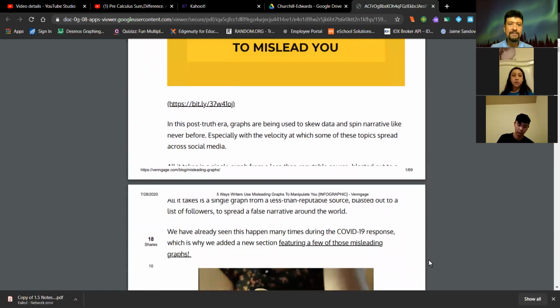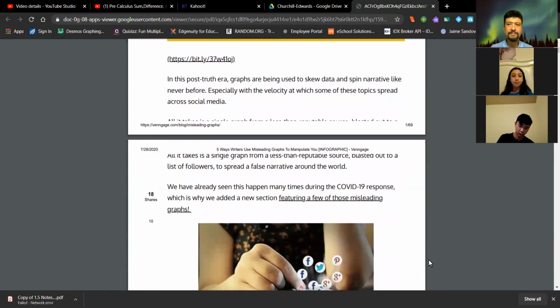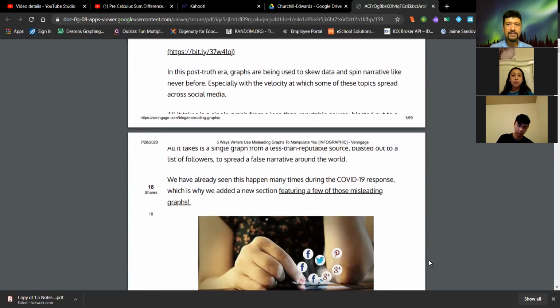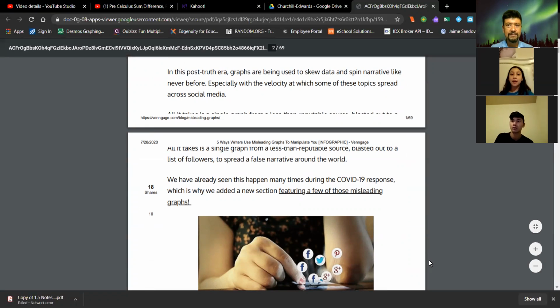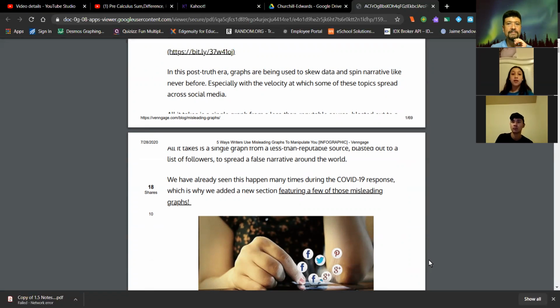All right, and why don't you go ahead and read what it says right here? It says, in this post-truth era, graphs are being used to skew data and spin narrative like never before, especially with the velocity at which some of these topics spread across social media. Okay, let me stop you there. Marcus, is this true? Yeah, of course.